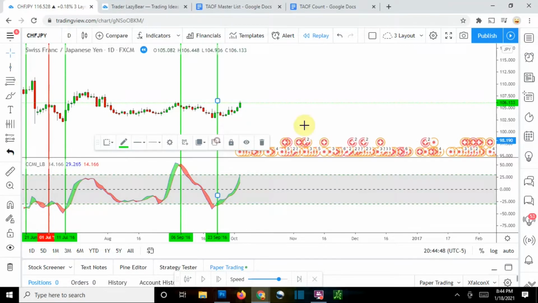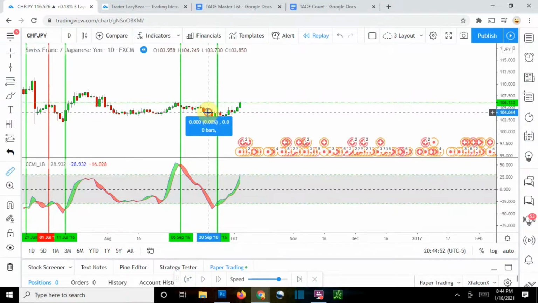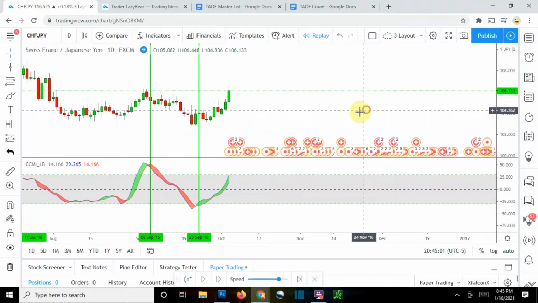And we see a long about right there. Let's measure this out because I don't think it stopped us out. Let me take that back. Let's measure this out one more time.